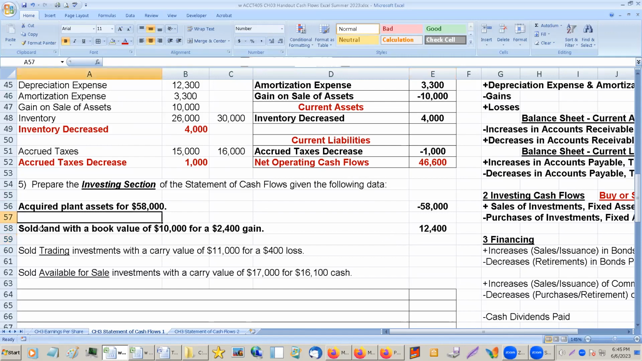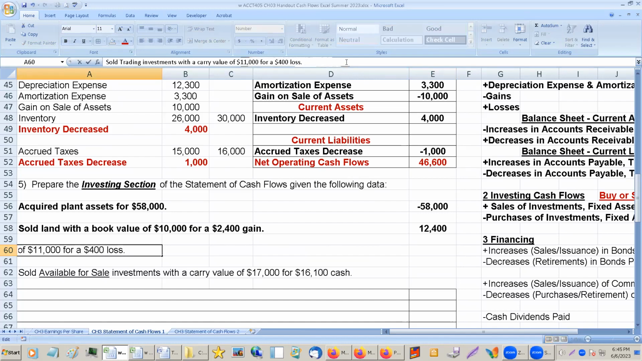Sold. Ignore this one. This one's out of date anyways. Well, no, it's not out of date. There still are trading securities. They're just not very common anymore. However, trading securities go in the operating section. They're short term.